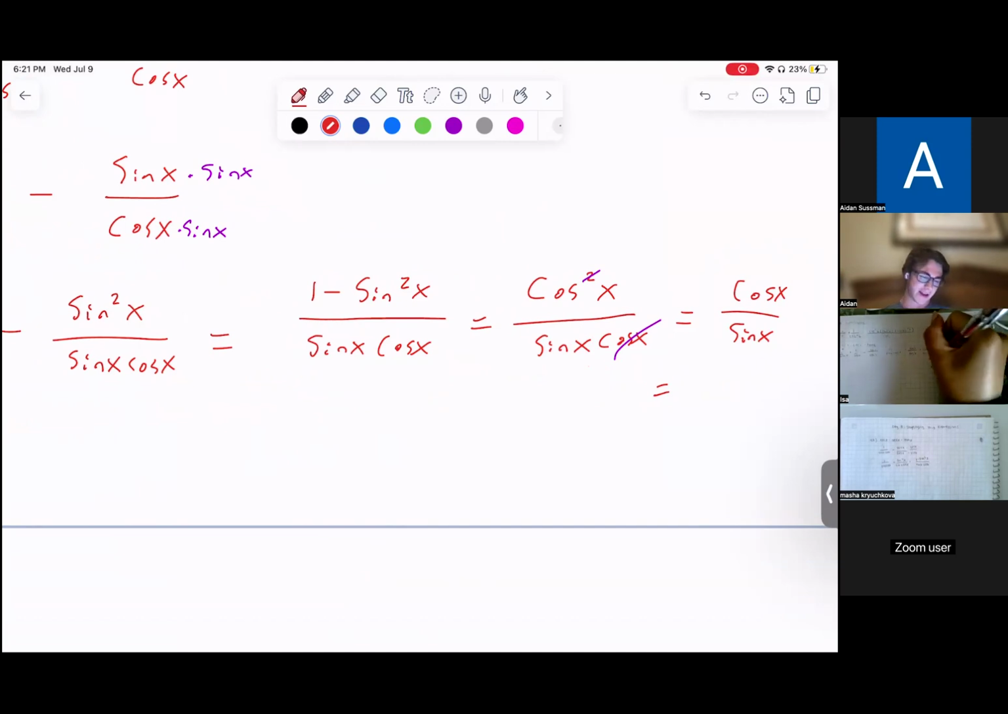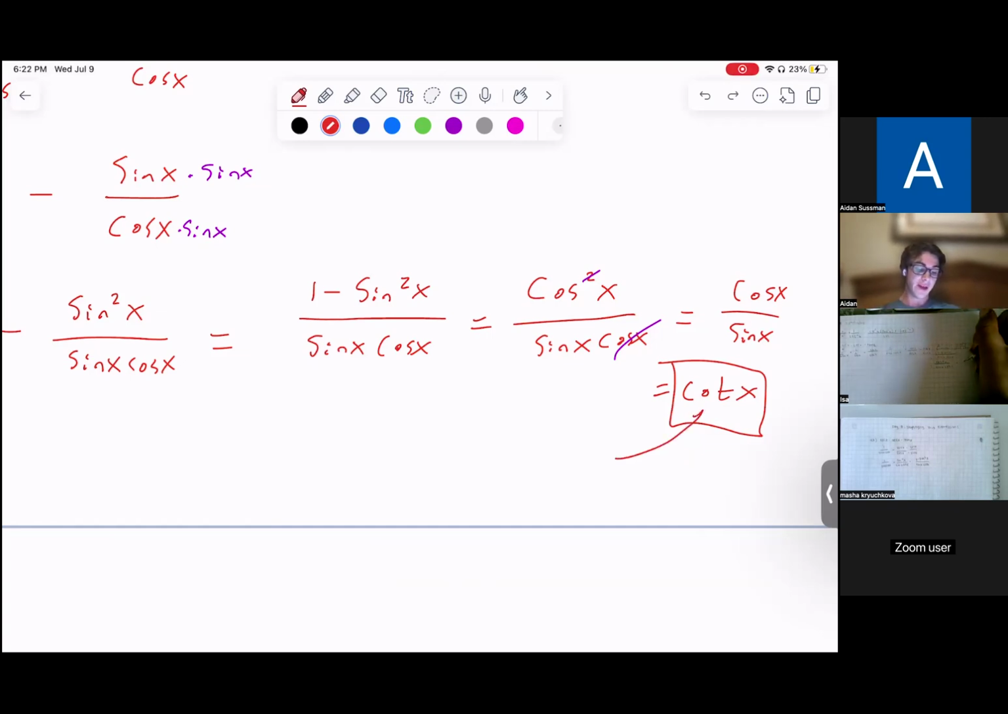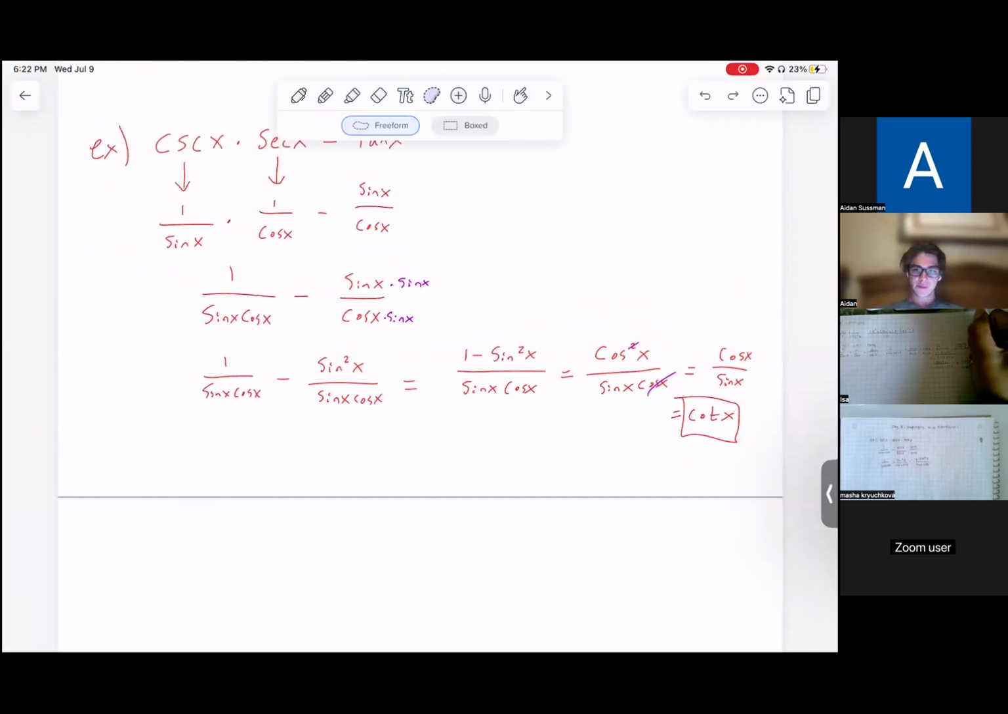Cotangent? Exactly. Cotangent of x. And guess what? If you've reached one function, you are the simplest you can go. Sometimes it won't just be one function, so you might be stuck somewhere else, and that's okay. But if you hit one function, you know you are good. That is the simplest you can go. Any questions on this guy?